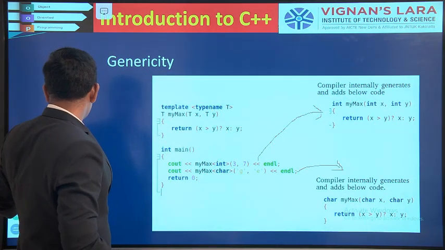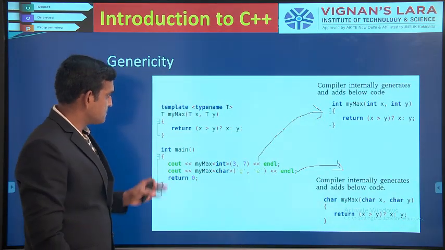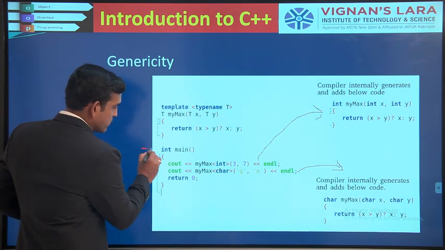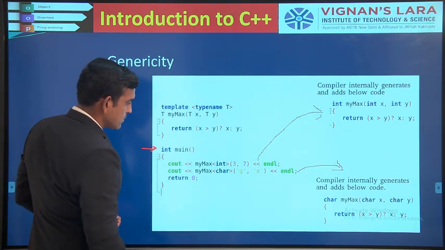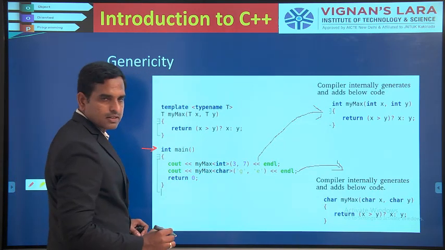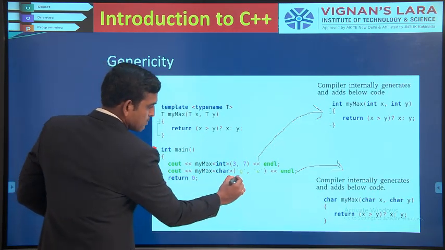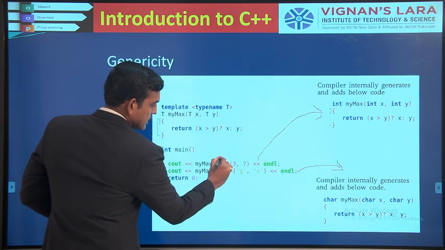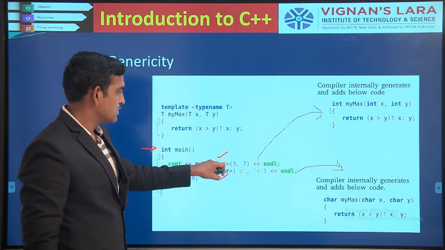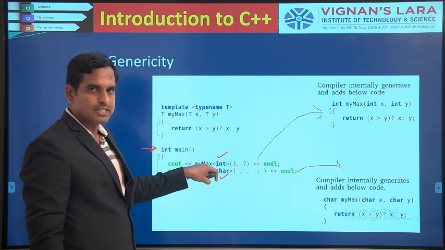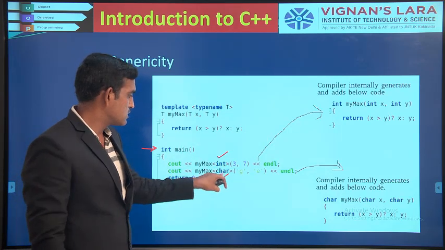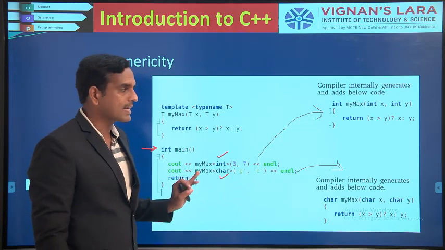In this particular example, we have taken the maximum of two numbers. First look at the main program. Inside the main program, you have called maximum of 3, 7. Here you have called maximum of G, E. So here you are specifying the data type. That is, you are specifying that 3 and 7 are integers, so this particular max should work for integers. This particular max should work for character values.